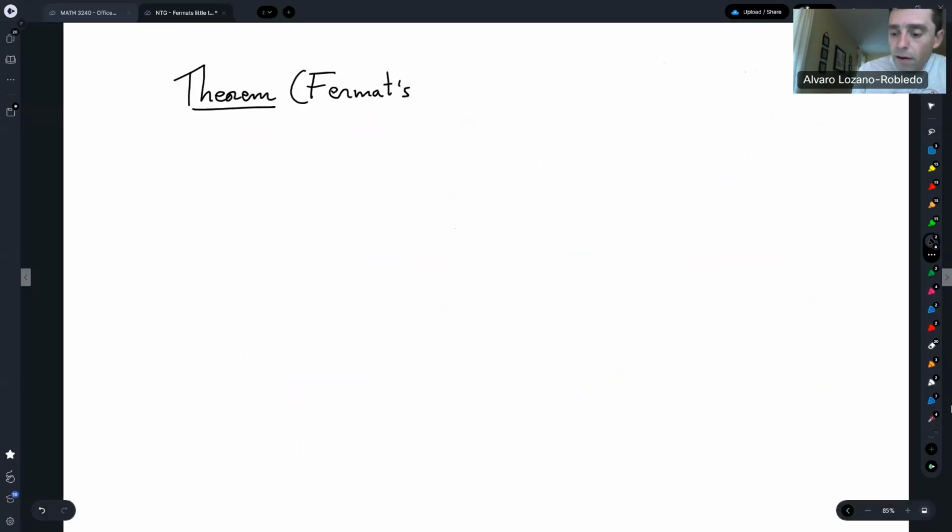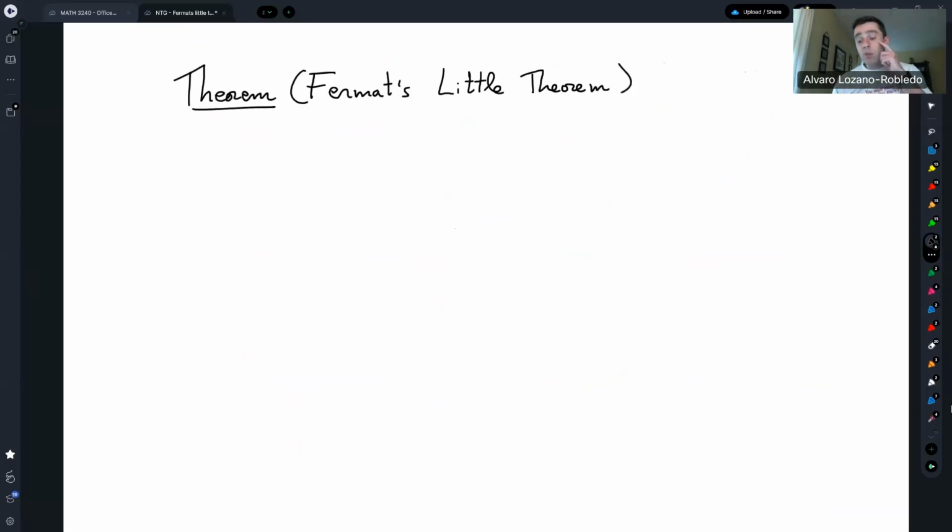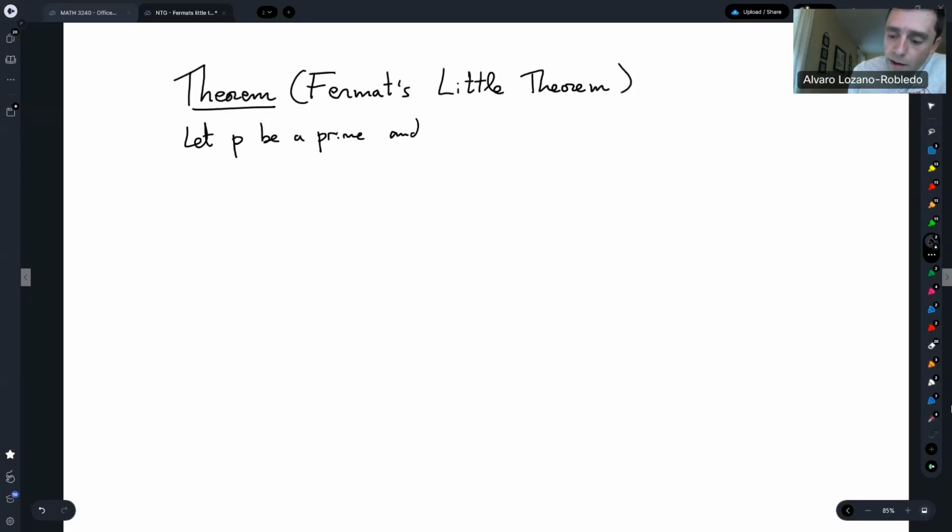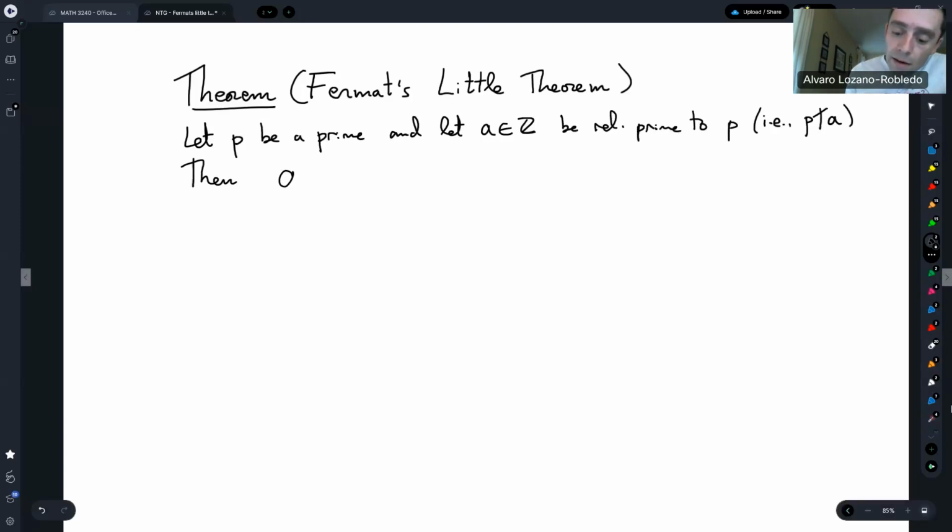Fermat's little theorem. It's called the little theorem, as opposed to the last theorem. This is a very famous theorem of Fermat, but because it's a relatively minor result compared to the last theorem, we call this one little. And what it says is the following: let p be a prime and let a, some integer, be relatively prime to p, i.e. p does not divide a. Then a to the p minus 1 is congruent to 1 modulo p.